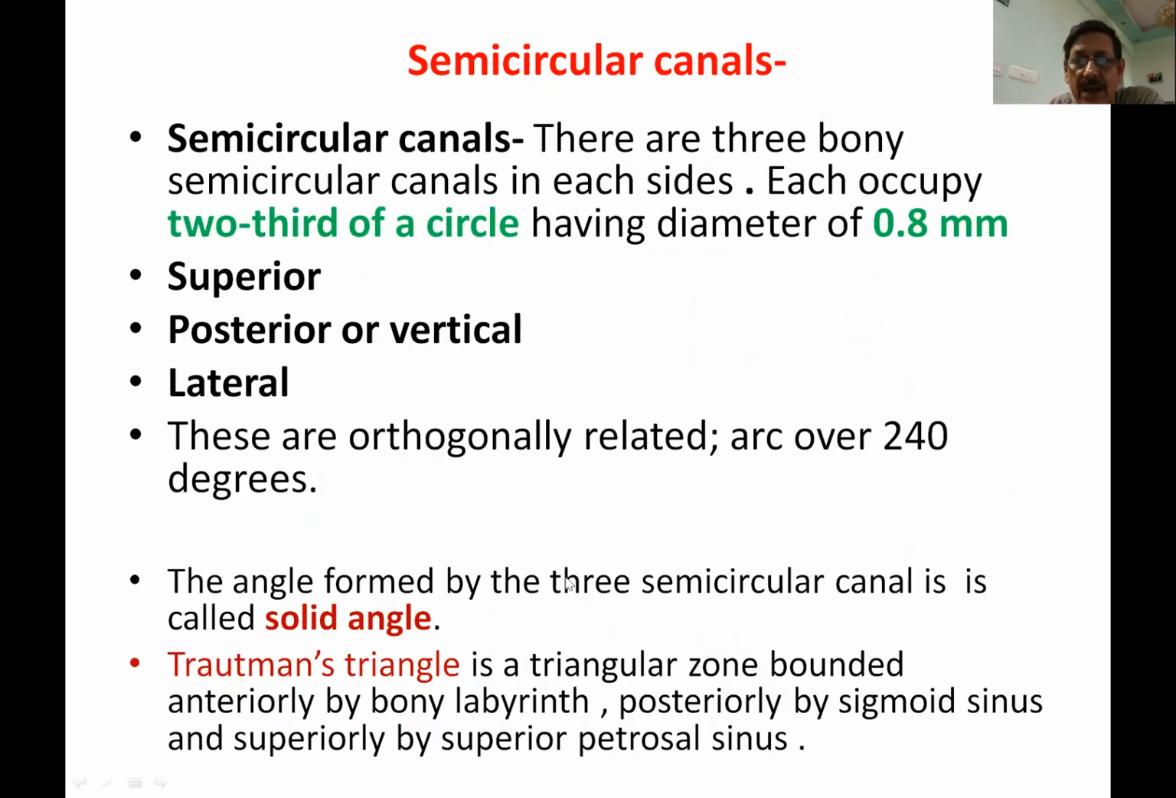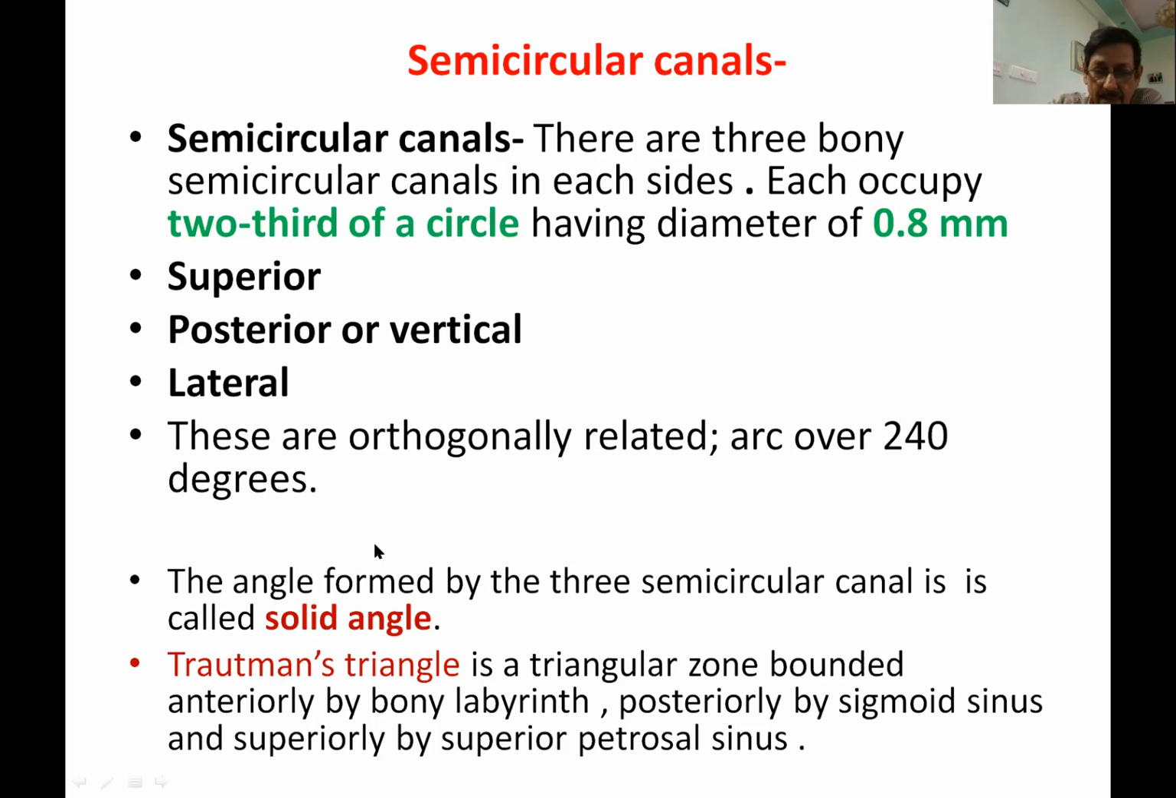The semicircular canals are the bony semicircular canals. There are three bony semicircular canals on each side, each occupying two-thirds of a circle, with a diameter of 0.8 millimeter: superior, lateral, and posterior or vertical. These are orthogonally related over an arc of 240 degrees.